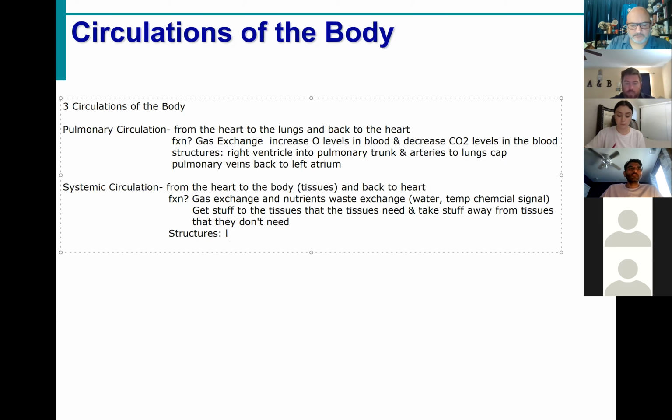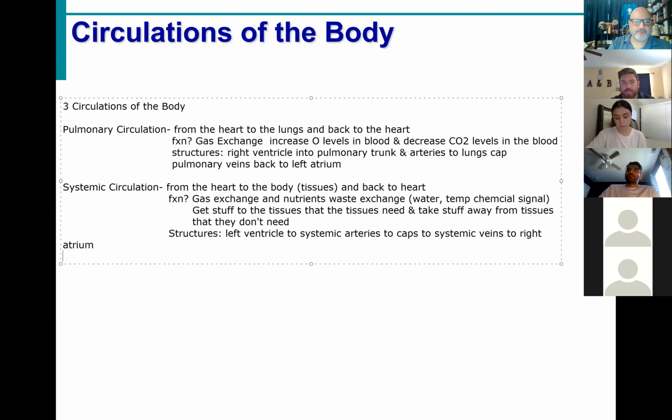Left ventricle. Excellent. And let's just do it this way. Systemic arteries, to capillaries, to systemic veins, and most importantly, where does it come back to the heart? Right atrium. To the right atrium. Perfect.